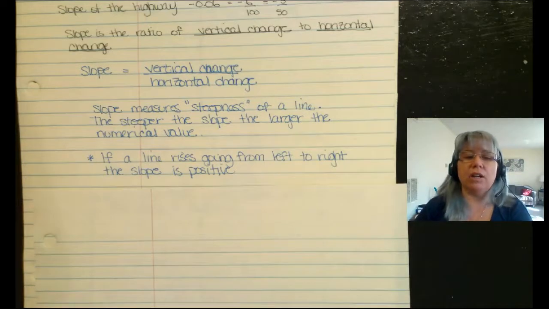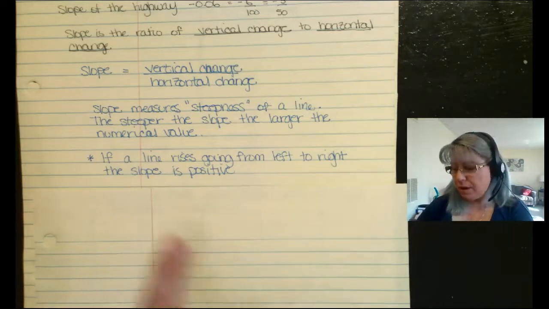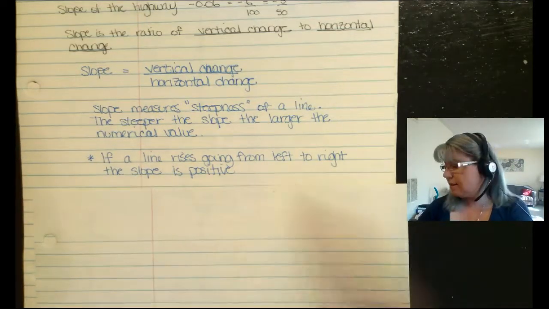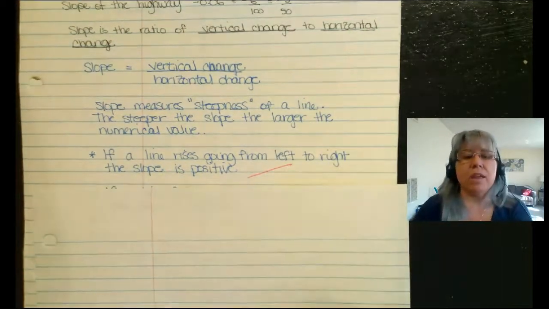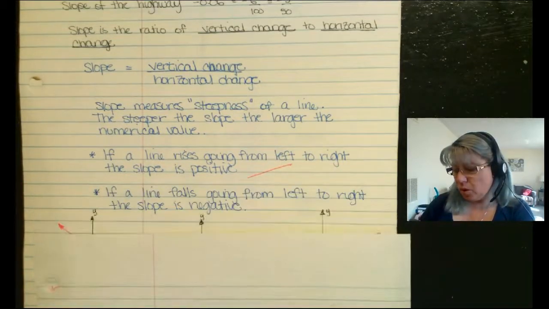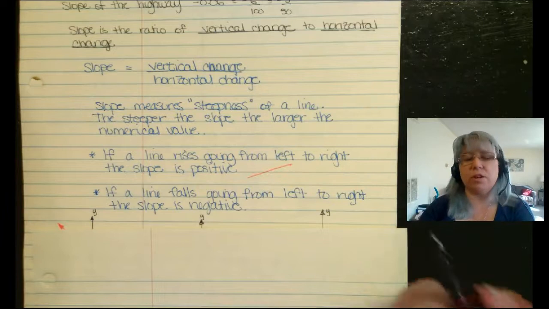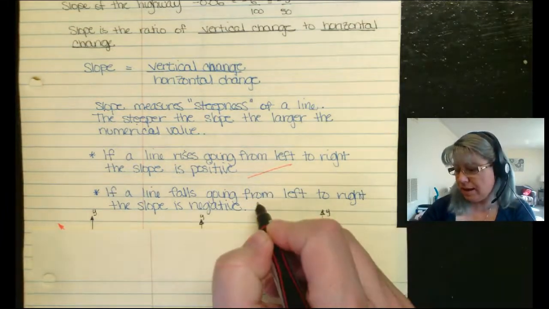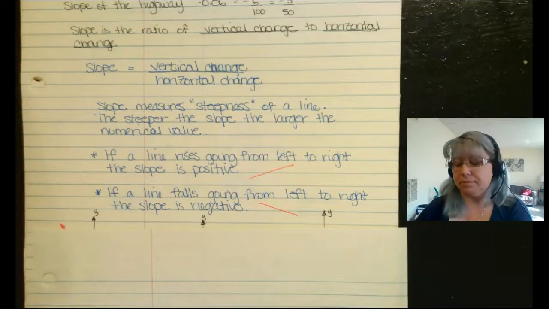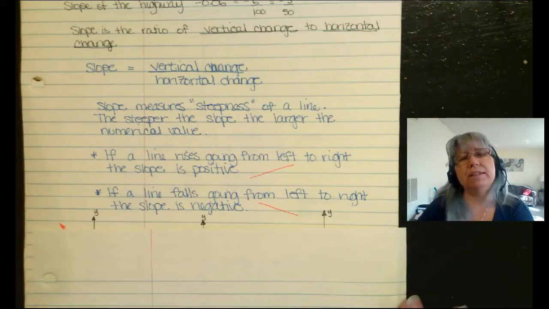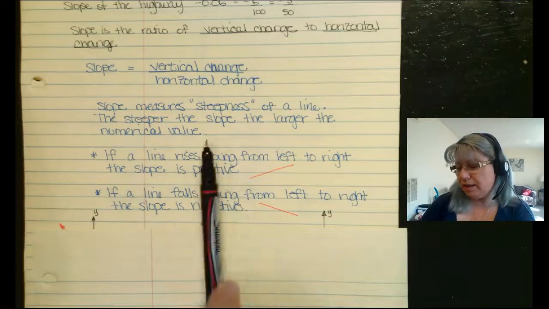If our line rises when we read it from left to right, something that looks like that, then the slope is positive. When a line falls going from left to right, and it looks something like that, the slope is negative. Think of it as going uphill and downhill as we read left to right.